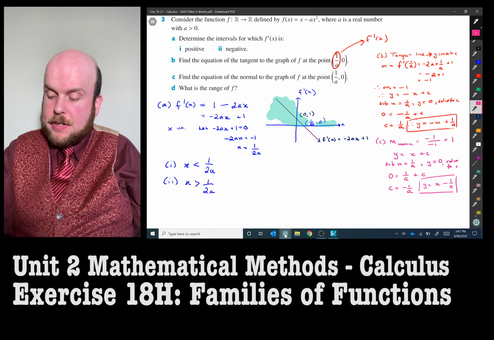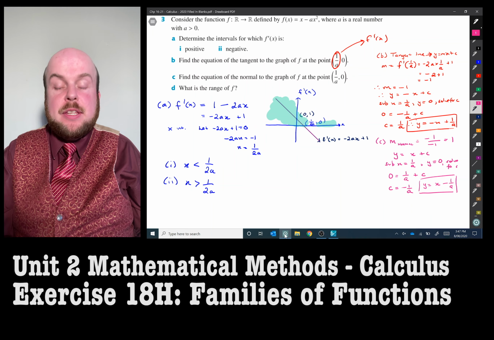And now what we have done is we have found the equation of the normal, since the gradient of the normal is 1, and we just substituted the coordinates 1 over a and 0 to solve for c, and then we get y is equal to x minus 1 over a.